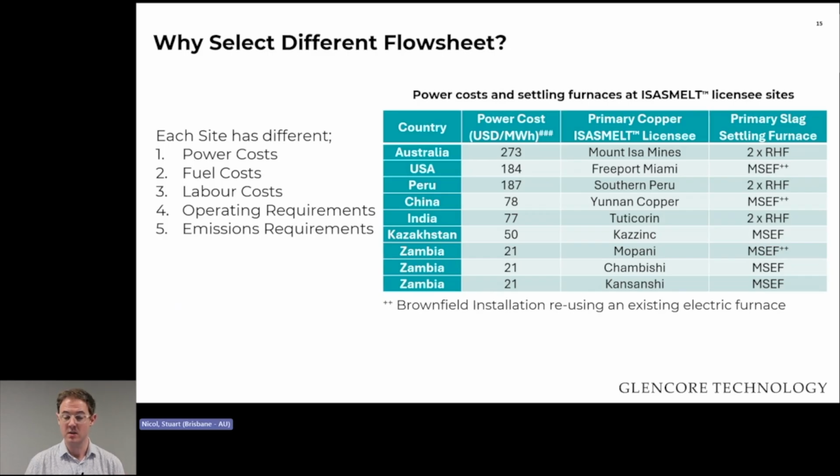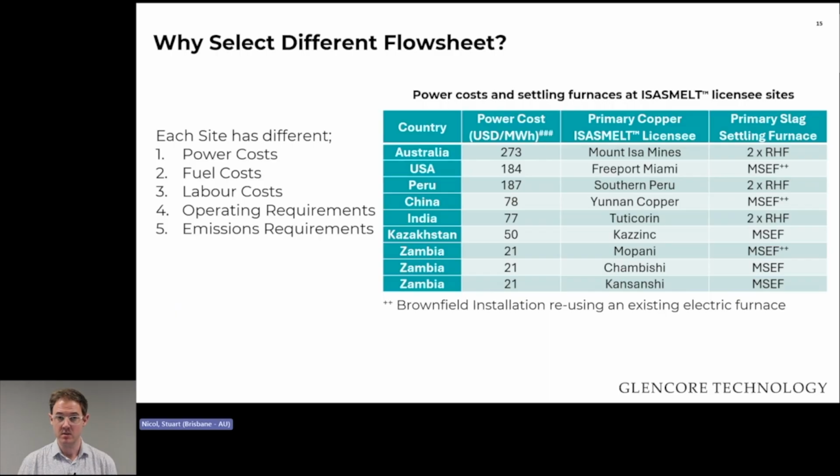The exception to this is the sites where they do brownfield installations, such as the Freeport Miami smelter and the Yan'an copper smelter, where they both had existing electric furnaces and they upgraded the site by installing an Isasmelt furnace. In these cases, they opted to keep the electric furnace to maintain the capital efficiency of the projects. So you can clearly see that the power versus fuel cost has a big impact on the settling furnace technology selection, and this applies to all sorts of other parts of the flow sheet.